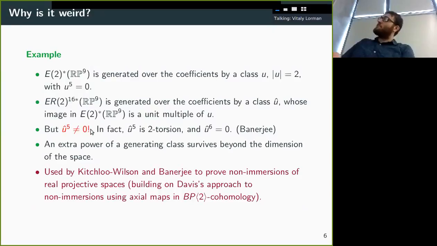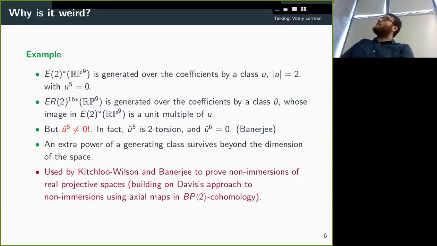Right, and so it's exactly this property, these extra couple of classes, that you can try to use as obstructions. Nitu Kichloo and Romy Banerjee have used exactly these classes to prove some non-immersions of real projective spaces. Specifically, they build on Don Davis's approach to non-immersions using axial maps and BP2 cohomology. But the fact that they're working in a non-complex oriented theory that has these extra powers gives them a little more leverage. And so they're able to pull off a few more non-immersions than Don Davis does with BP2 cohomology. I'll talk a little more towards the end of the talk, if I have some time, about how we might try to get more non-immersions out of the real Johnson-Wilson theories.